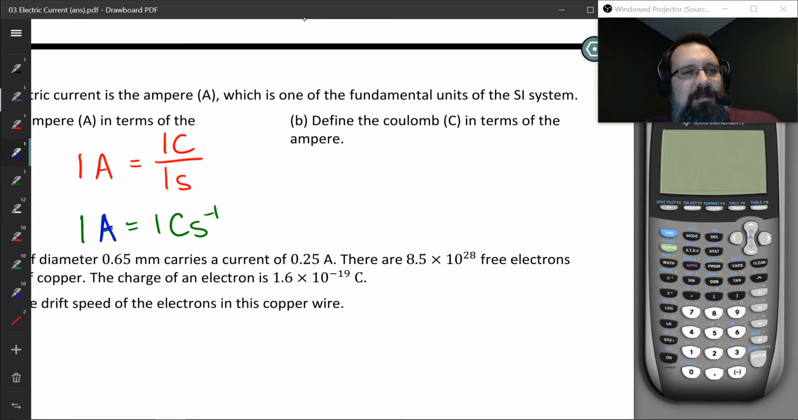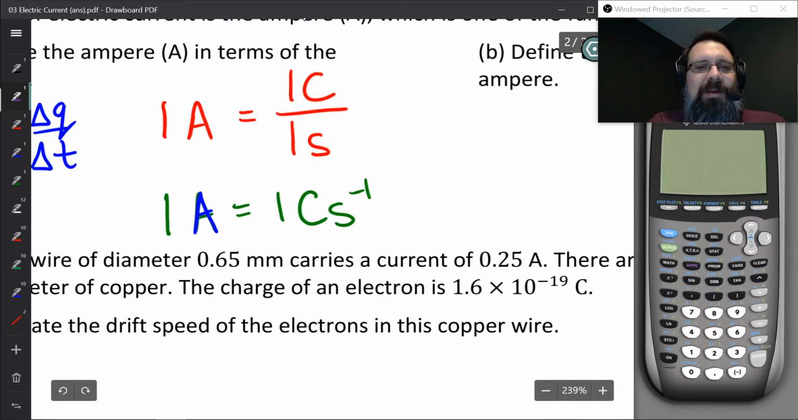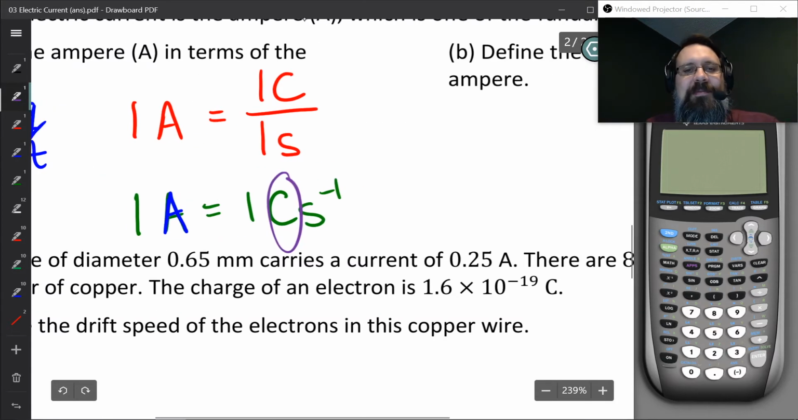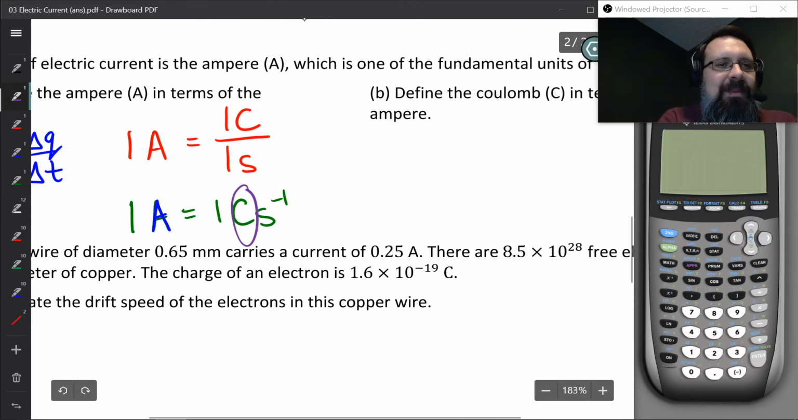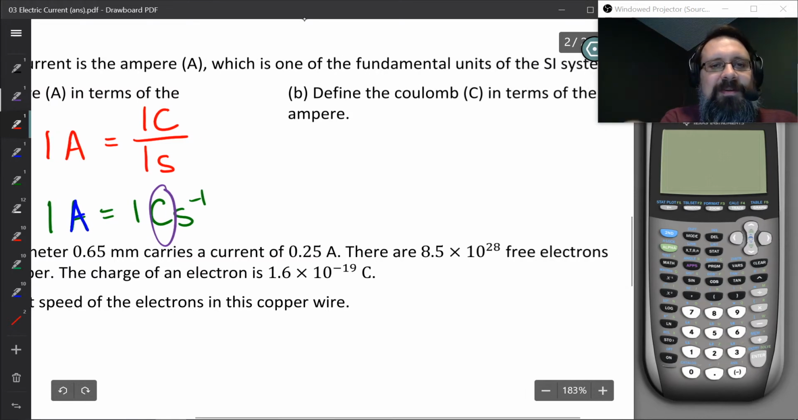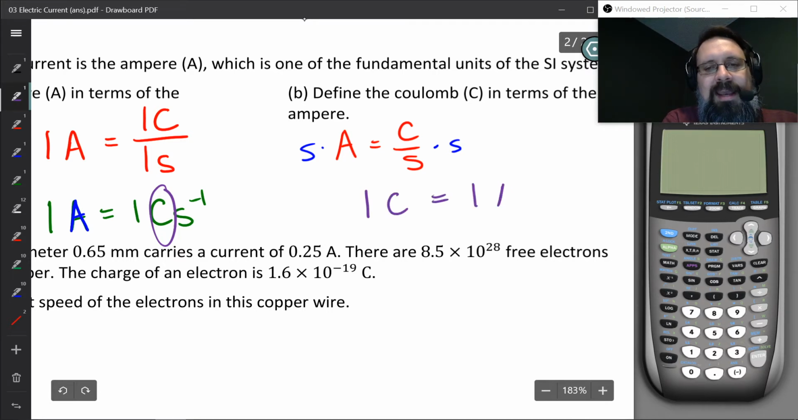So what would a coulomb be in terms of the ampere? If an ampere is a coulomb per second, we just need to multiply both sides by seconds, and then you can see that a coulomb is equal to 1 amp second.